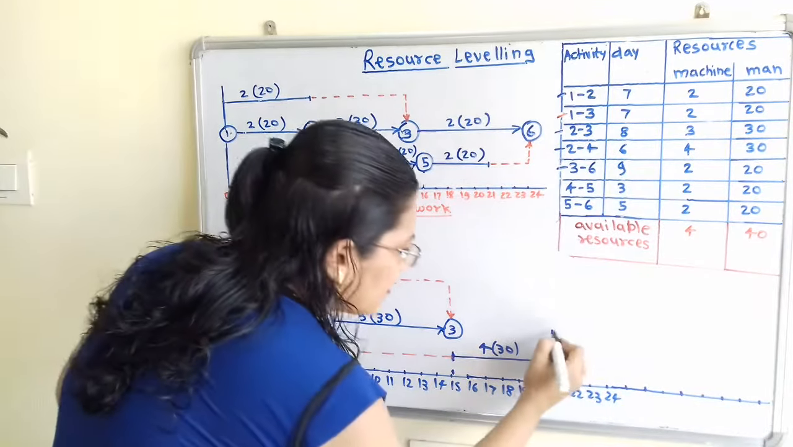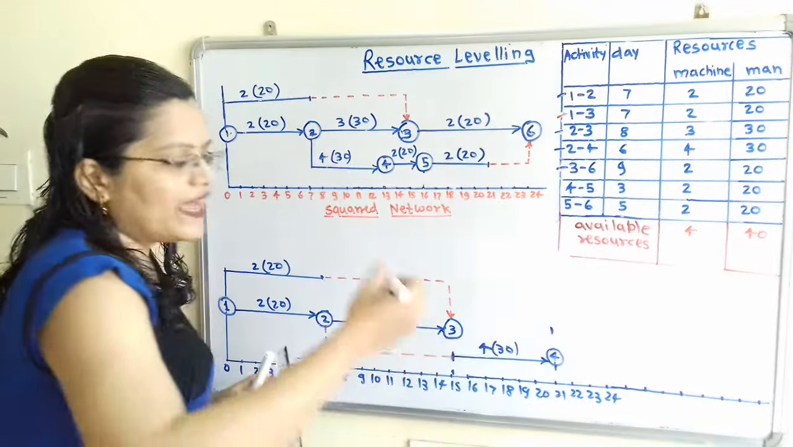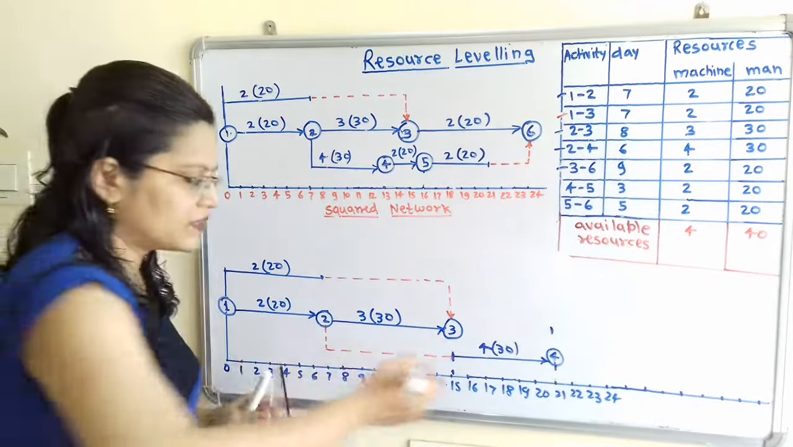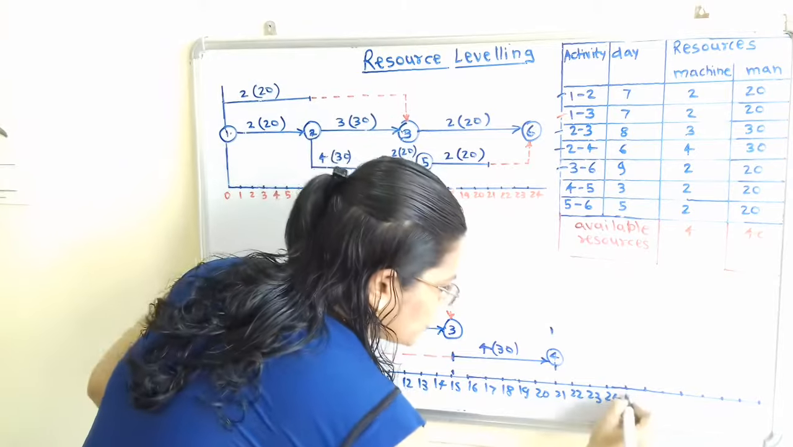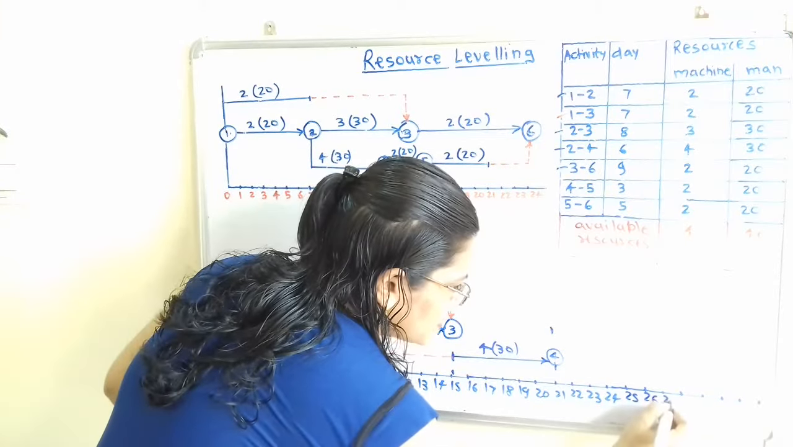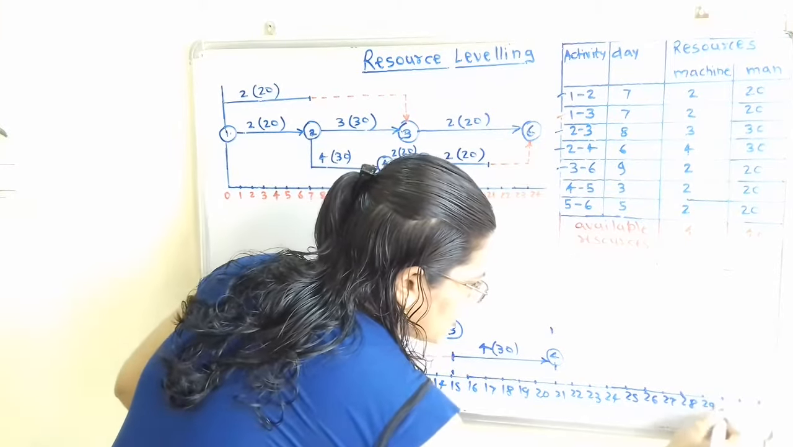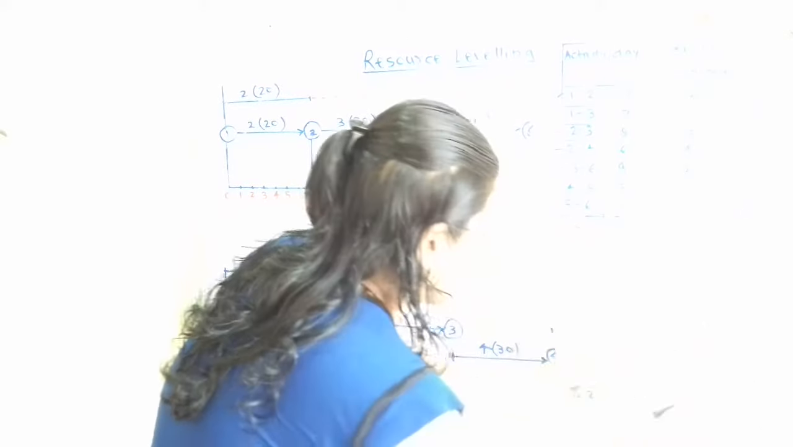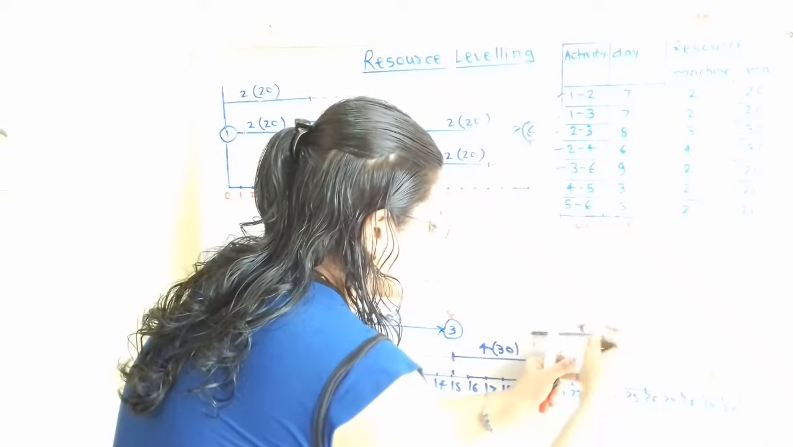So after day 21 we have to add the 9 days, that is 21 plus 9, that is 30. So we have to extend this duration: 25, 26, 27, 28, 29 and 30. So here is the 30. So I will mark the point and we will connect these lines.